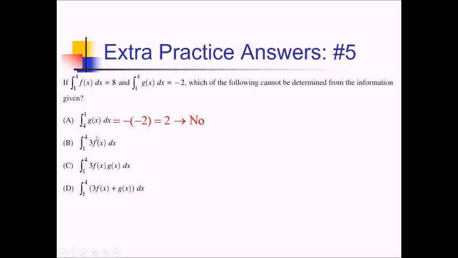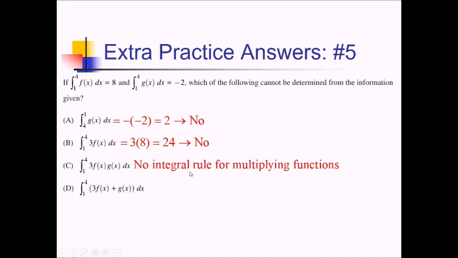For this next one, integral from 1 to 4 of 3f of x, this is just going to be the f integral times 3. So 3 times 8 is 24. We can get an answer there, so this is another no to not being able to determine it. Double negative. For this one, now we're doing 3f of x times g of x. And it turns out there is no rule for multiplying functions inside integrals. Because you're dealing with areas, what does it even mean to multiply two areas together? So this cannot be determined, so this is a yes to it being a good candidate for our final answer here.